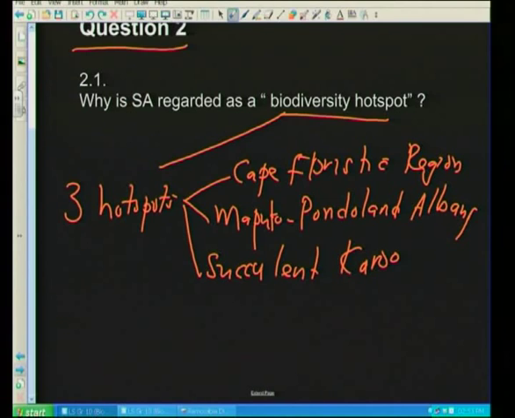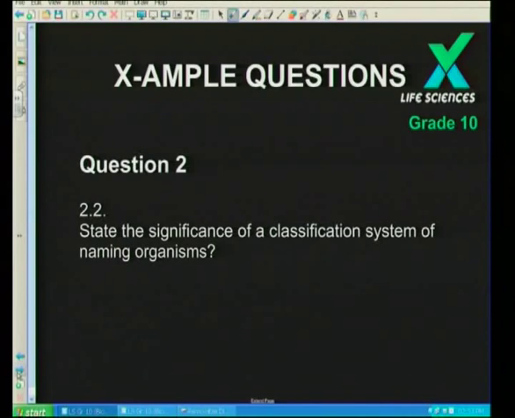Now these 3, the Cape Floristic region, the Maputo, Pondoland, Albany, and the succulent Karoo, these 3 hotspots are 3 out of the 25 biodiversity hotspots in the world. Out of the 25 biodiversity hotspots in the world, South Africa has these 3, and therefore South Africa is regarded as a biodiversity hotspot.